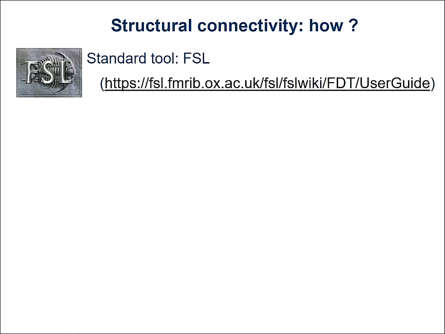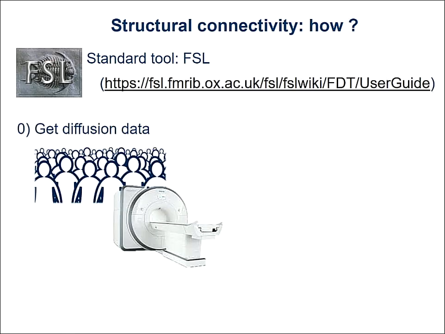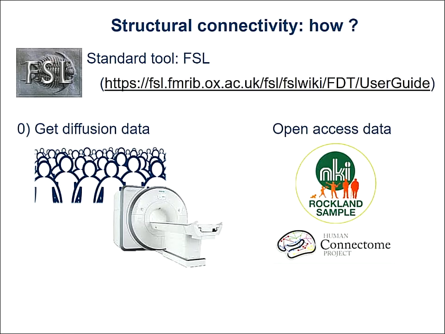I would suggest that if you just want to give it a try, to progressively familiarize yourself with brain parcellation, this is your first exercise of brain parcellation, and you want to do it based on structural connectivity, you just use the standard FSL tools because they are well documented. First, what you need is diffusion data. You can acquire your own diffusion data, but if you do it for the first time, I would suggest that you use open access data. There are big open access datasets, such as the NKI sample data or the Human Connectome Project, which has very high quality data.